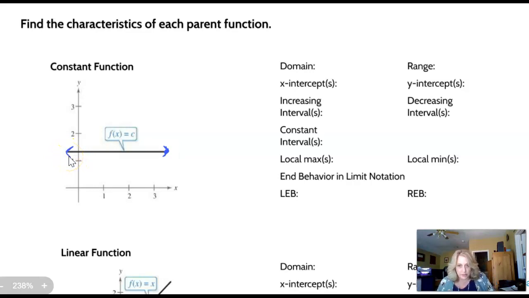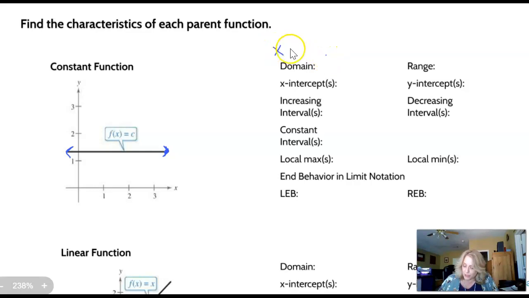Okay? So you can assume those go on and on. And so for the domain, what is the smallest x value that you could get? Well, if it goes forever to the left, then the smallest you can get is negative infinity, right? And then it goes forever to the right, so remember this is in terms of x.